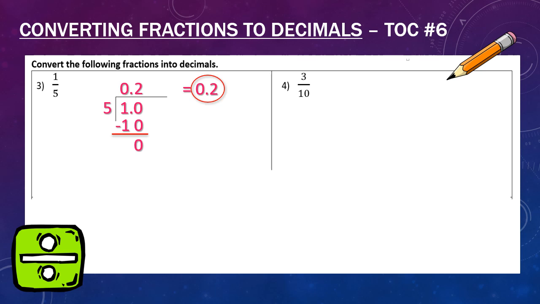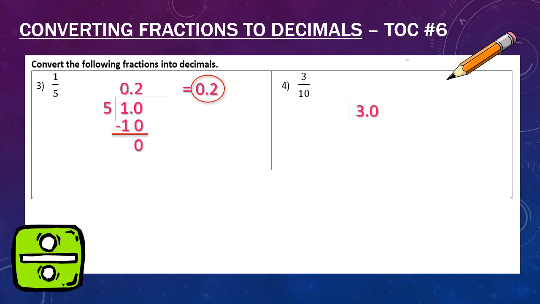For number 4, we have 3/10. And technically, because you just read that as 3 tenths, couldn't you just write that as a decimal? Oh yeah, if you know how to write 3 tenths as a decimal, you can go ahead and take that shortcut. That's having math sense. But if you don't know what I'm talking about, let's go ahead and do the math.